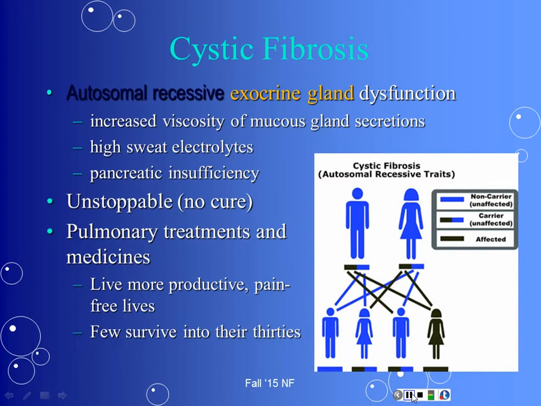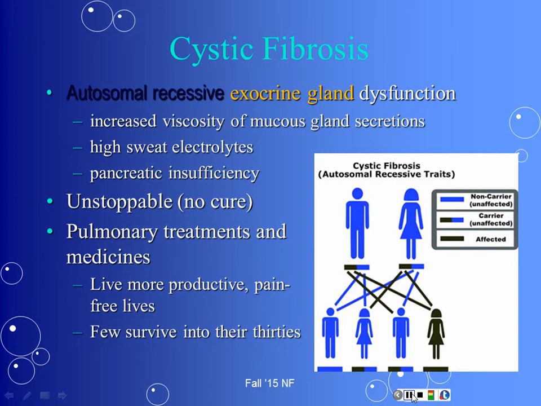So if mom and dad are both carriers, there's a 25% chance with each pregnancy. Not if they have 4 children, this will be the thing, but with each pregnancy, there is a 25% chance that their child will not be a carrier. There's a 50% chance that the child will be a carrier, and a 25% chance that the child will be affected with each pregnancy. So autosomal recessive, both parents have the gene.